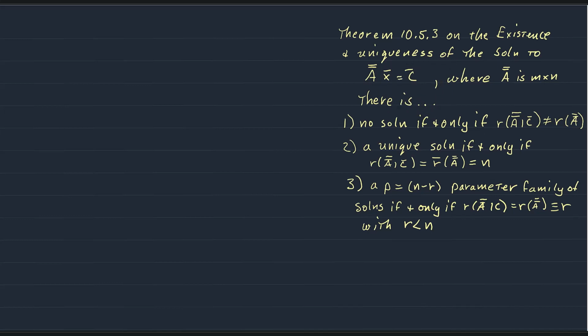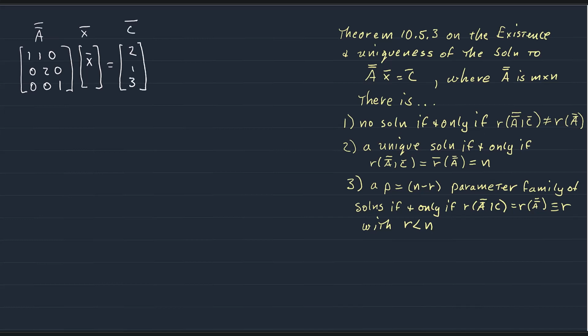Okay, so we'll start off with an example of A equal to [1, 1, 0; 0, 2, 0; 0, 0, 1]. And then we're going to have a vector x that's, again, going to stretch the columns of A, and the final vector is (2, 1, 3). The task is to determine whether there is a solution, and if there is, whether the solution is unique. So let's look at the augmented matrix.